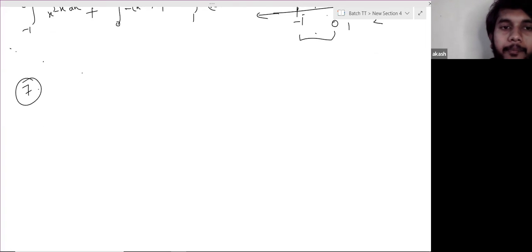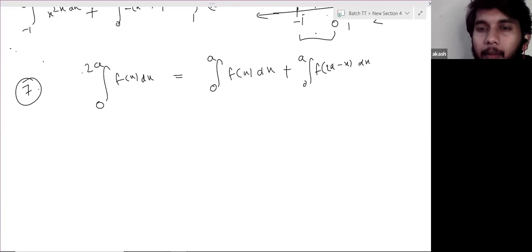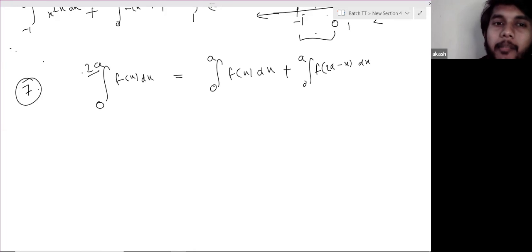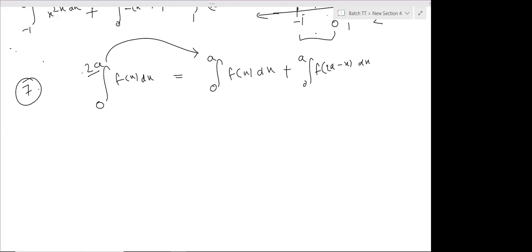Next property: if you have the integral from 0 to 2a of f of x dx, you can write this as the integral from 0 to a of f of x dx plus the integral from 0 to a of f of 2a minus x dx. Very simple. What we did is divide the limit by 2, or it will be half the limit. Is it clear, everyone? Note it down, then we'll try one question on this.